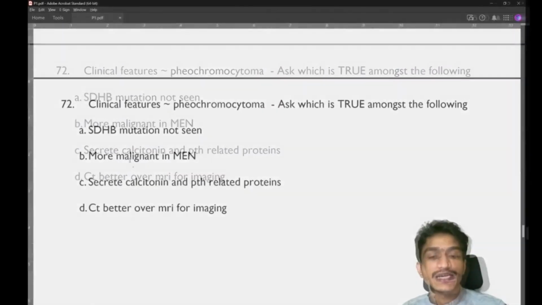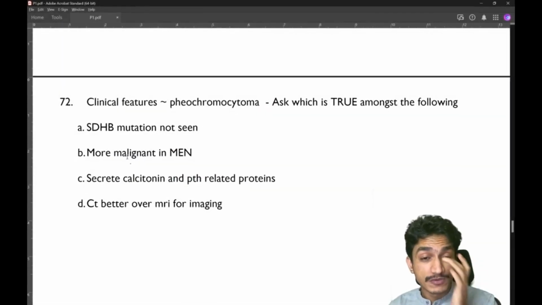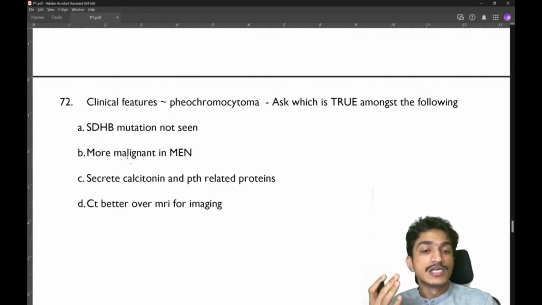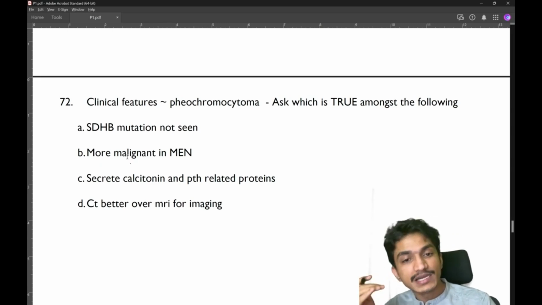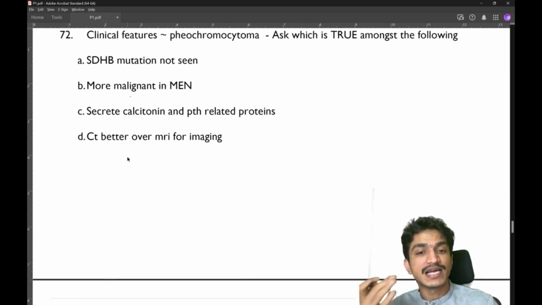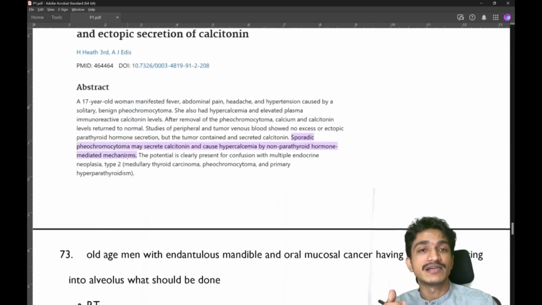Moving on to the next question, many of you have not been able to tell me accurately regarding the features which were given, but you said it was pointing towards pheochromocytoma, which is true. SDHB mutation is seen, it is less malignant in MEN syndrome, MRI is better over CT as per Sebastian and Shorts, what I've gone through. So according to me, the answer should be C, that it secretes calcitonin and PTH related proteins.